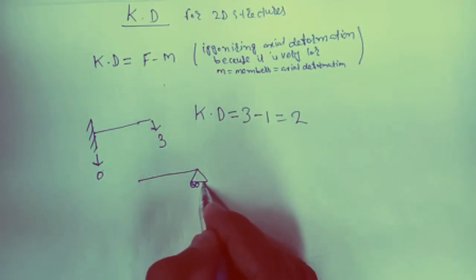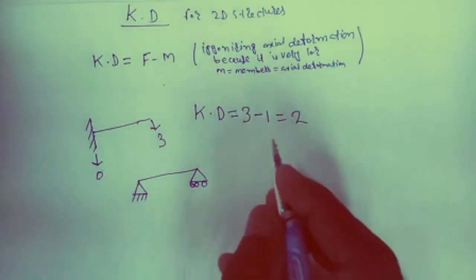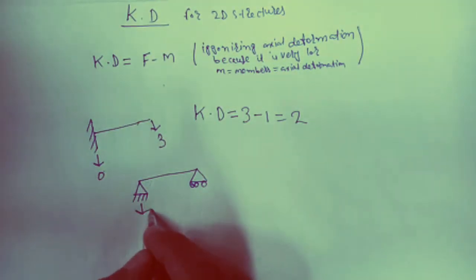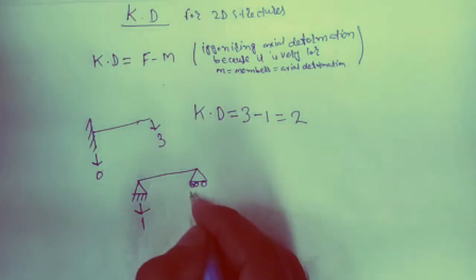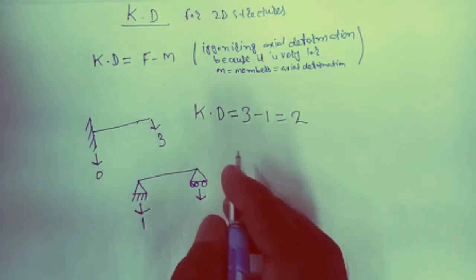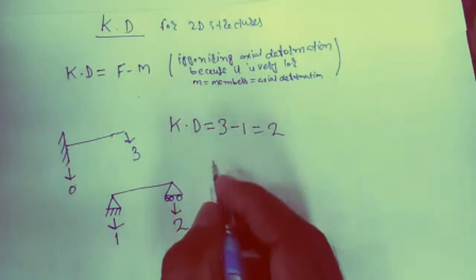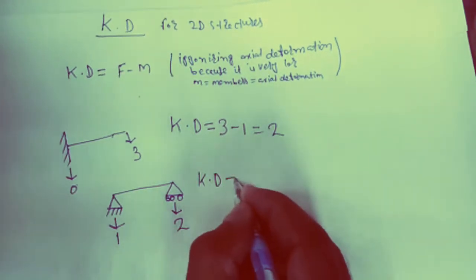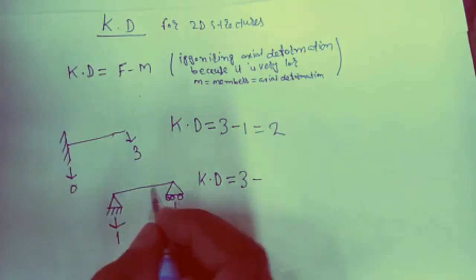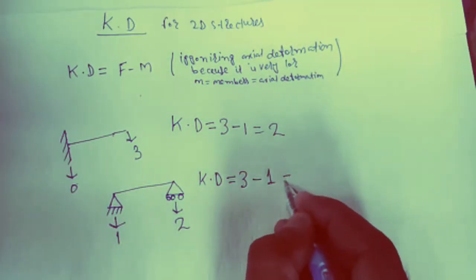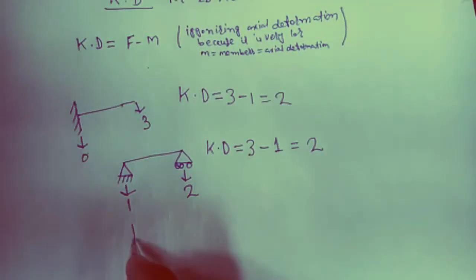Now let us start another example. This is a hinged support, so degree of freedom for this support is 1, and this is a roller support, so degree of freedom for this support is 2. So kinematic indeterminacy equals total degrees of freedom, that is 2 plus 1, that is 3, minus total members. Here it is 1 member, so it is equal to 2. Like that, let us start another example.